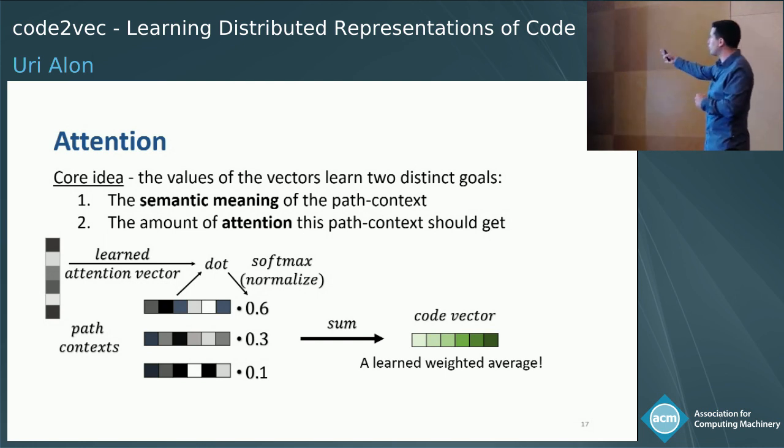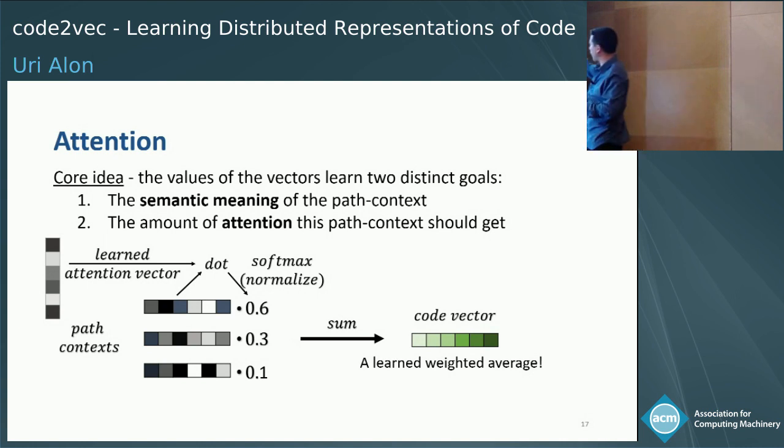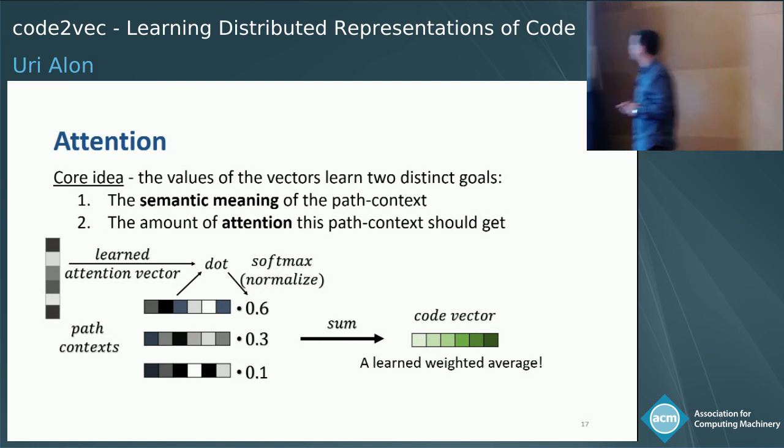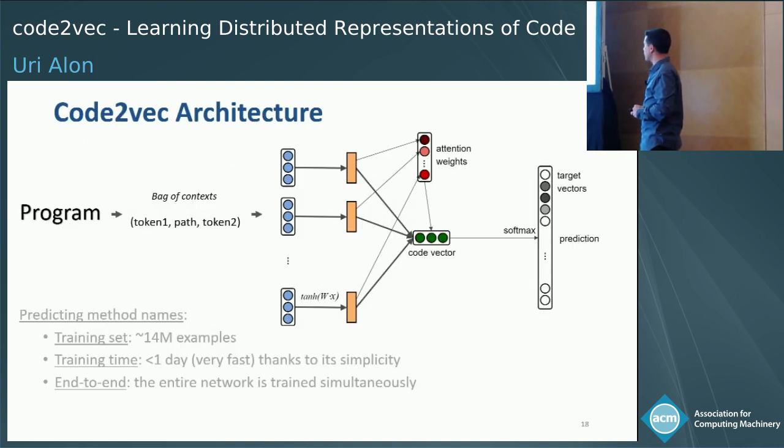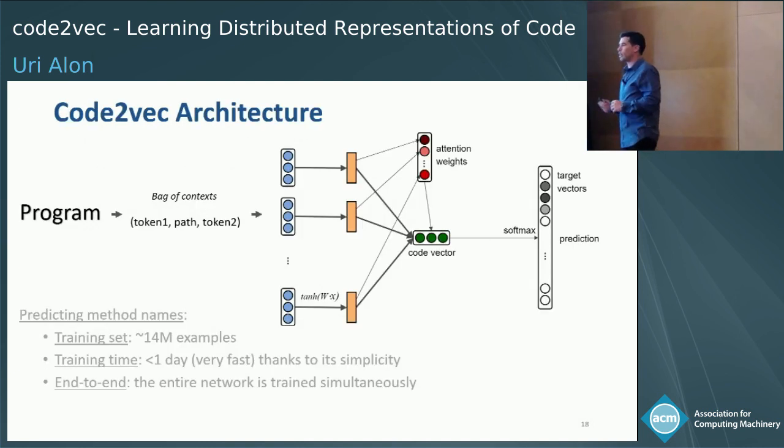So as you can see, this code vector is a weighted average of the input path context vectors, such that the weights of the weighted average are computed by the network and learned and updated all the time during the training phase. So this brings us to the entire code2vec architecture.